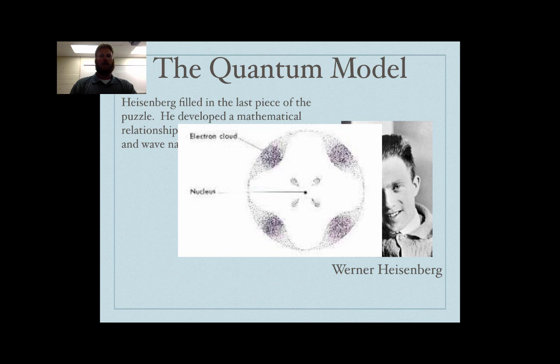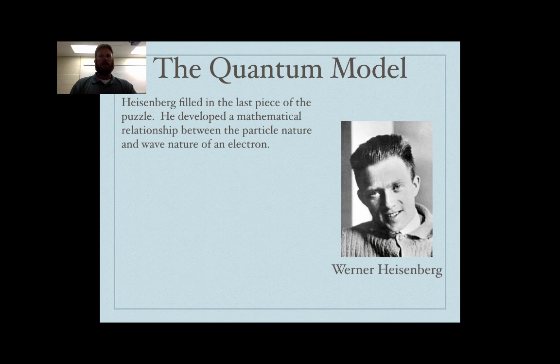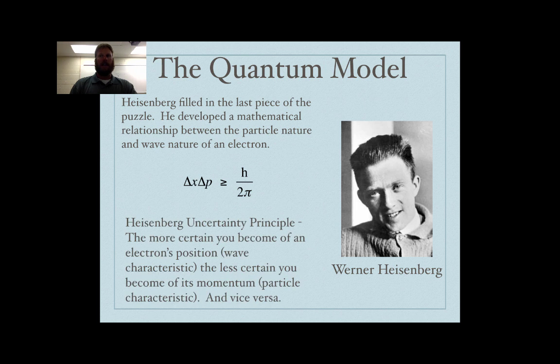The last piece of the quantum model puzzle was filled in by Werner Heisenberg. He developed a relationship between the particle nature of an electron and the wave nature of an electron. Here is his equation, the Heisenberg uncertainty principle. The equation basically says that you can try to determine the exact position of an electron, but as you do so, you become more and more uncertain of the electron's momentum, and vice versa. The position of an electron is a wave characteristic, and the momentum of an electron is a particle characteristic. Heisenberg provided a relationship between the particle and wave nature of an electron. Putting all of these ideas together is what led to the quantum model.